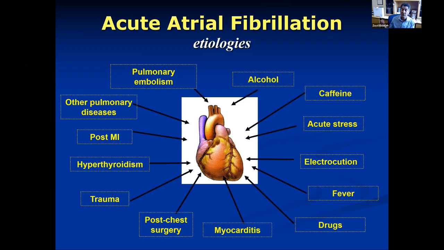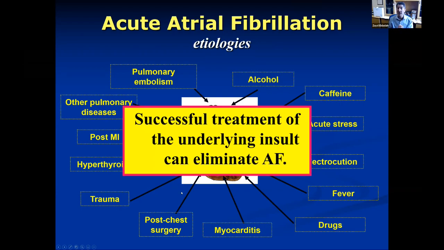And we can replicate this in the EP lab. If we pace the atria very, very fast, we can throw it into AFib, generally just transiently. A lot of other things too, like acute stress, high fever, drugs, any sort of cardiac insult like surgery, myocarditis, trauma, hyperthyroidism, etc. All of these things can cause atrial fibrillation acutely. And the way to treat that AFib is to treat the underlying insult. So somebody who has high stress, up all night on caffeine, let them rest, get them over the hump, and then the AFib goes away. Hopefully it won't come back if they don't keep doing those behaviors. So that's acute AFib. It's one type of AFib. Successful treatment of the underlying insult will eliminate the AFib.